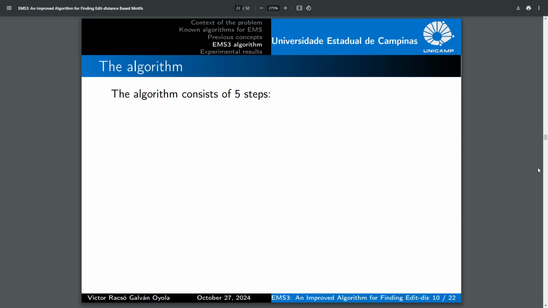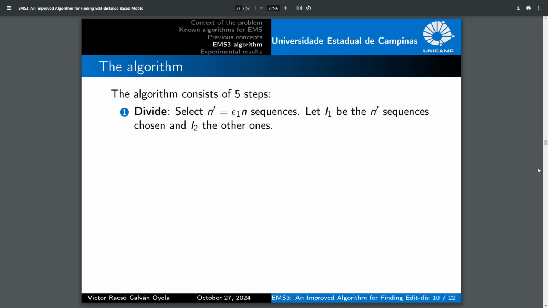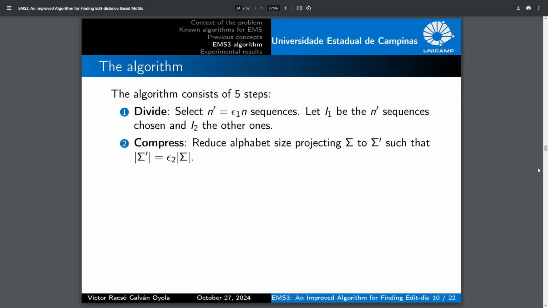Now the algorithm consists of 5 steps. First one is dividing, that is taking the random sequences. We're going to denote I1 the sequences that were chosen and I2 the other ones. We have the compression part that reduces the alphabet size, projecting sigma to sigma prime. It's pretty similar to the random sampling, but in this case it is for the alphabet, and this is going to be only applied to I2.